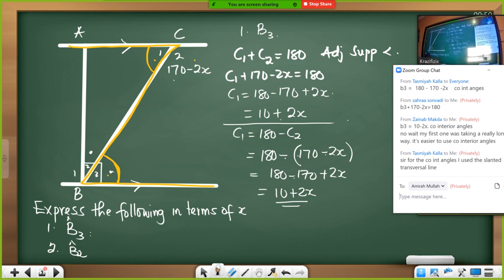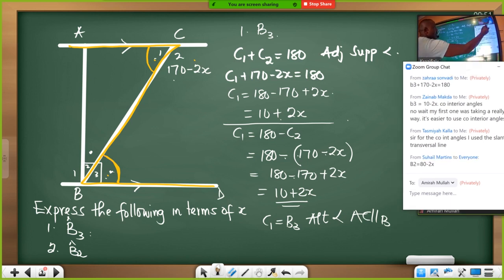I'm going to do that as my second option. Let's use this as the first option, but I'm particular about the negative. Tasmia, I'm going to work with your co-interior just now. So we know that C1 is equal to B3. Alternate angles. And we know that AC should therefore be parallel to BD.